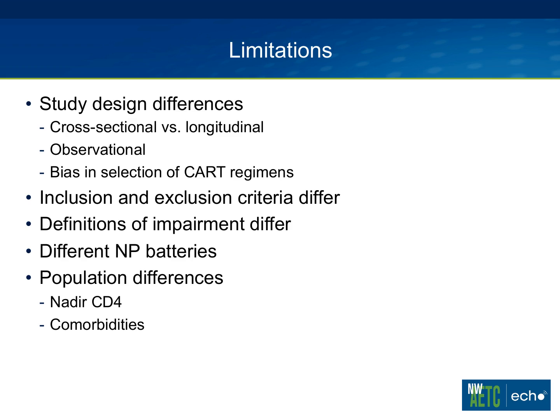Inclusion and exclusion criteria differ in the studies. The definition of impairment differs. People use different neurocognitive batteries. And importantly, there are population differences. And remember, I talked about nadir CD4 being really important as a predictor of dementia, and then how people handle comorbidities.